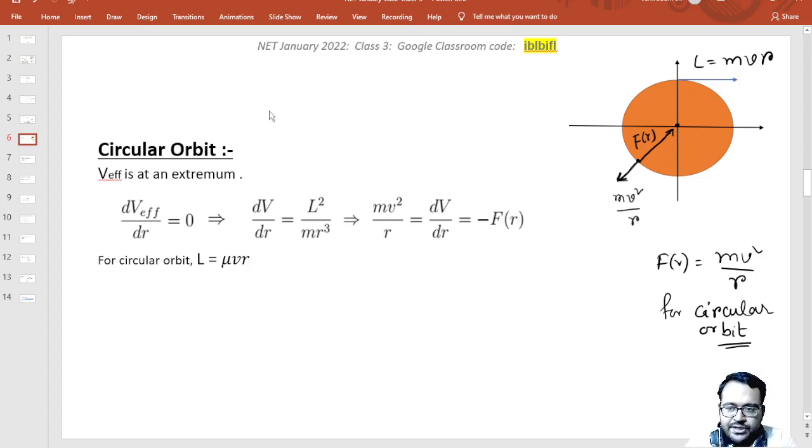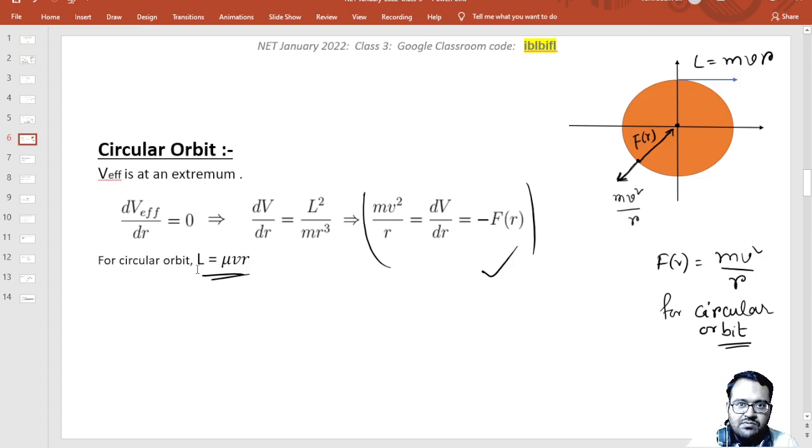In terms of effective potential, the effective potential will be at an extremum, either a minimum or a maximum. So the derivative of the effective potential with respect to r is 0, which will give you dV/dr equals L square by m r cube, so mv square by r equals dV/dr, which is the minus of F(r). We already told you that. And for circular orbit, L is mu vr. Mu and m are used interchangeably, but it is always better to use mu.